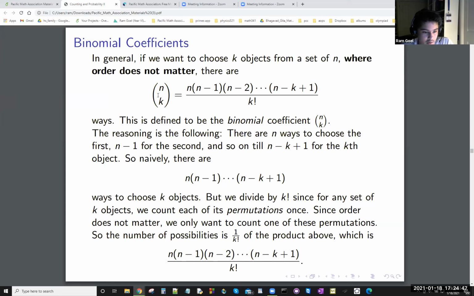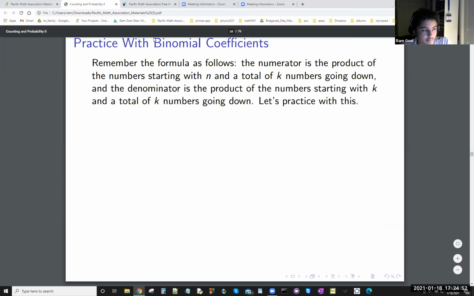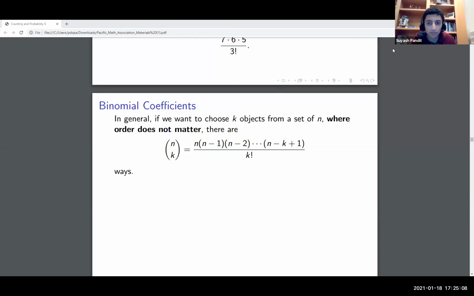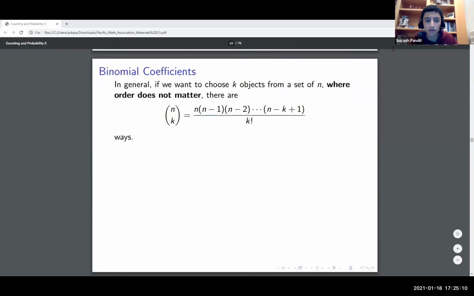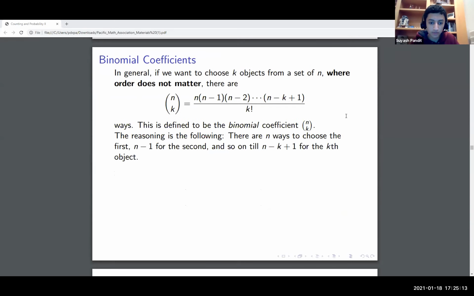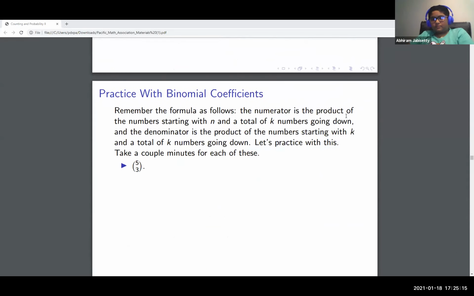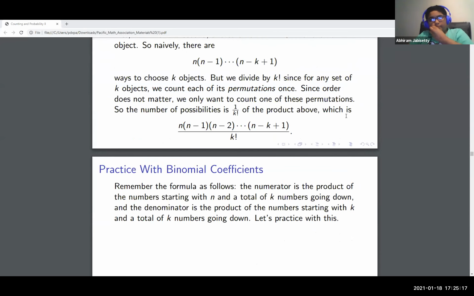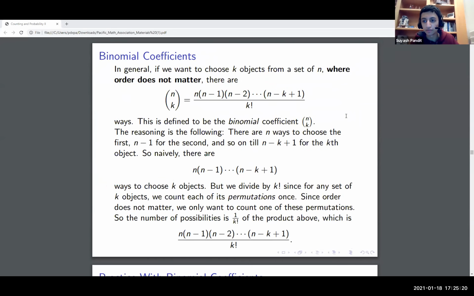Now Suyash is going to get some practice with these binomial coefficients. Let's start the share. Give me just a second, I'll have my screen up. Okay, here we are, binomial coefficients. This we just covered. And now we're going to practice computing some binomial coefficients here in just a moment.